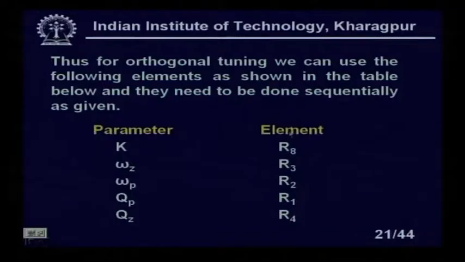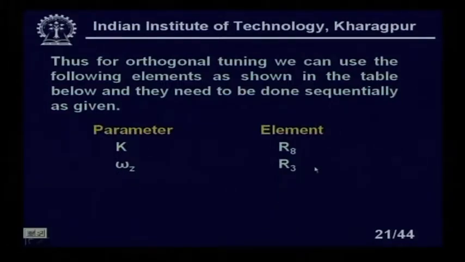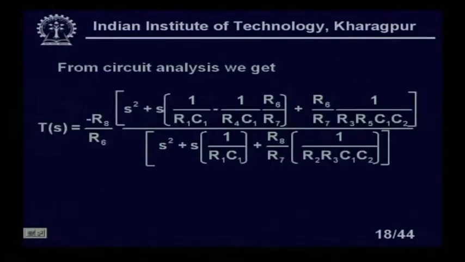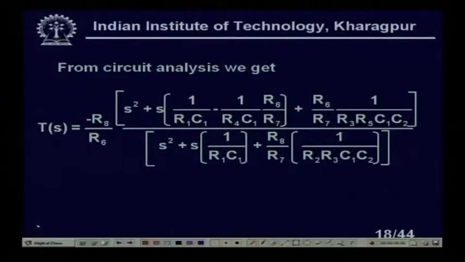You have to go in this particular sequence, otherwise there will be a problem, because I am taking the examples of tuning R8 or R3: K for R8 and omega z equal to R3. Let us look at it. You see here, so for K we are using R8 and for omega z, R3. You see that K to R8 is changing. Okay. I am getting the proper value of capital K by tuning R8.